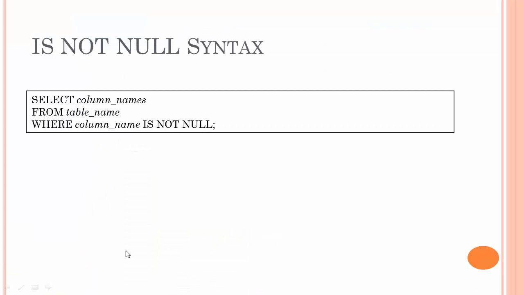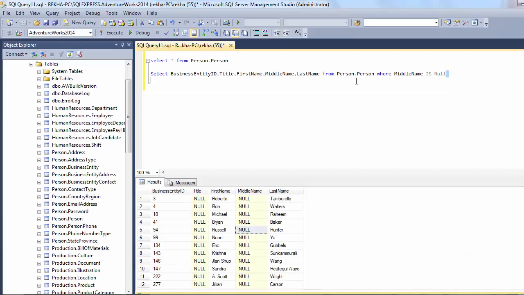IS NOT NULL syntax: SELECT column names FROM table name WHERE column IS NOT NULL. IS NOT NULL works opposite to IS NULL. It will return all the data which does not have a null value. So let's see how we can work with it in SQL Server. Here I'll use the same query for IS NOT NULL. Paste it, and here MiddleName IS NOT NULL. So my query is select these columns from Person.Person where MiddleName IS NOT NULL.